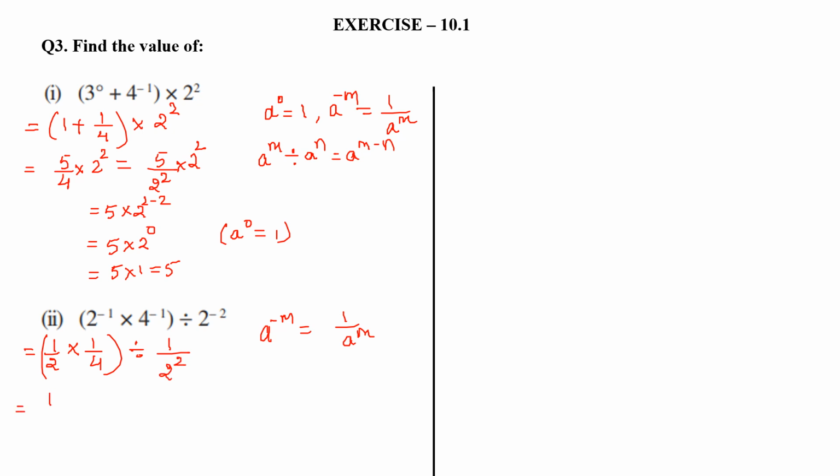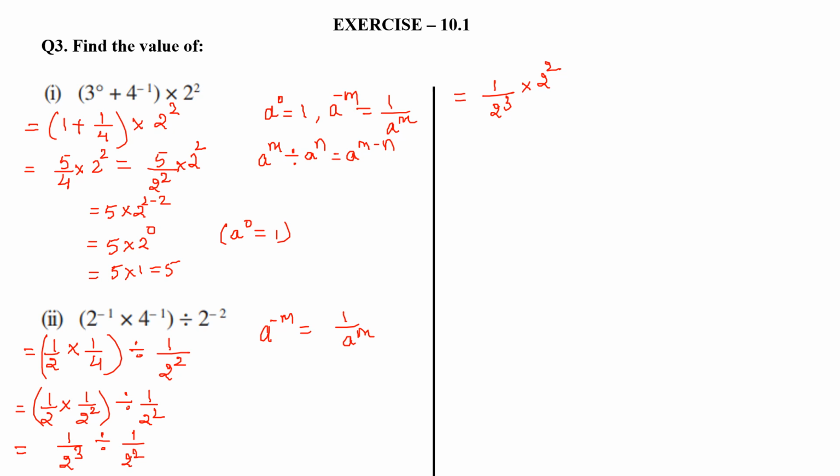Now next I can write 1 by 2 into 4 as 2 square. This divided by 1 by 2 square. And this further I can write 1 by 2 cube, because in the base here power is 1, here is 2. So the power will get added. So 1 by 2 cube divided by 1 by 2 square. Now next what I can do here is I will write 1 by 2 cube. Now division I am changing to multiplication. It will become reciprocal of 1 by 2 square, which is 2 square.